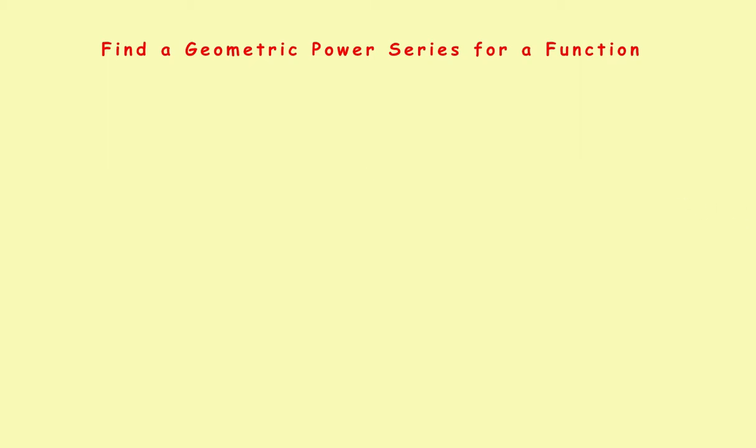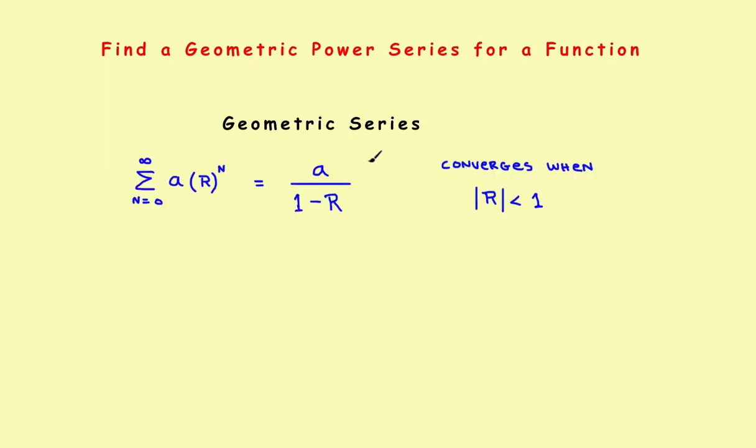As in the first two videos, I would suggest beginning with just the definition of a geometric series. And you should remember this from earlier in the course, that the summation of a times some common ratio to the n is a geometric series. The sum of a geometric series is given by this formula, a divided by 1 minus r. And also remember that the series converges when the absolute value of the common ratio is less than 1.